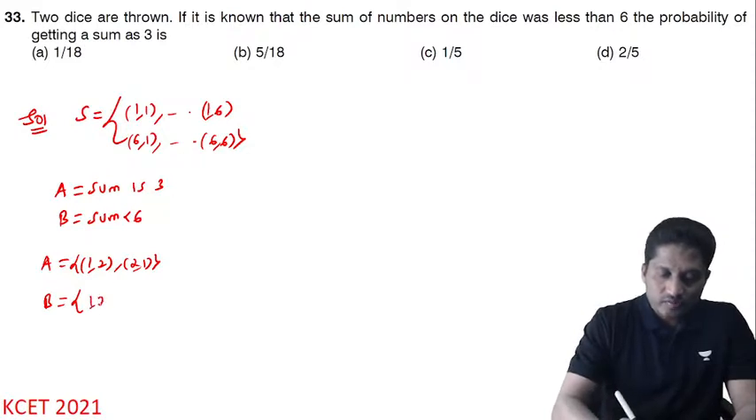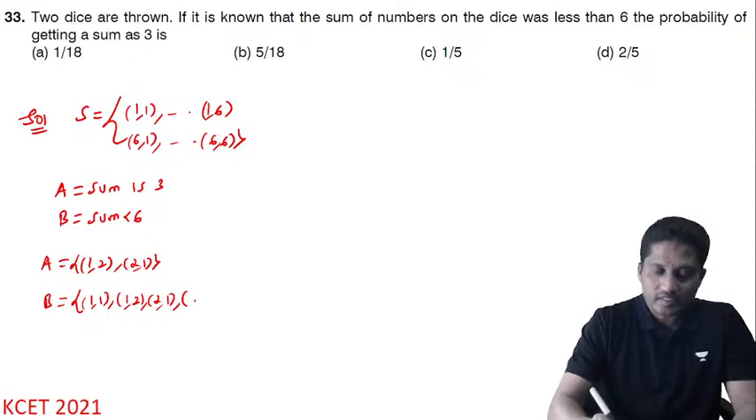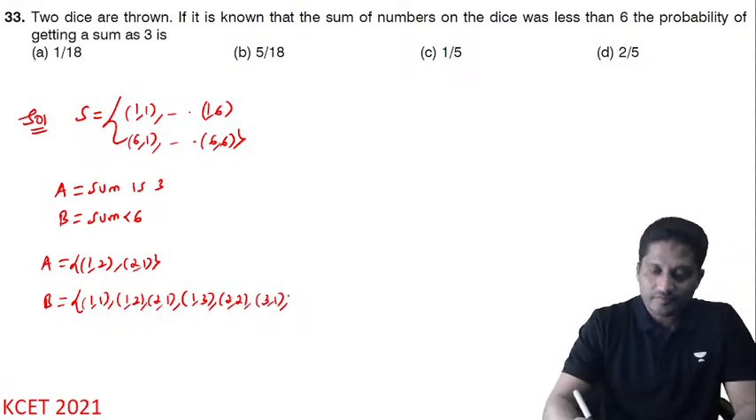Sum is 2, that is 1 1. Sum is 3 is 1 comma 2, 2 comma 1. Alright, sum is 4: 1 3, 2 2 and 3 1. This is sum 4. Sum 5 will be 1 4, 2 3, 3 2 and 4 1.